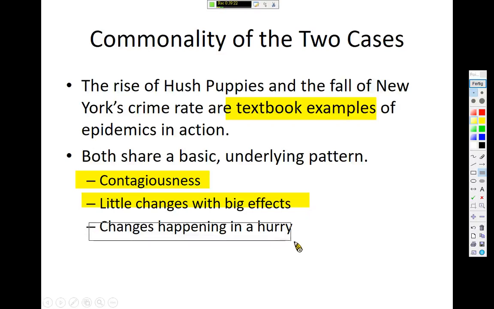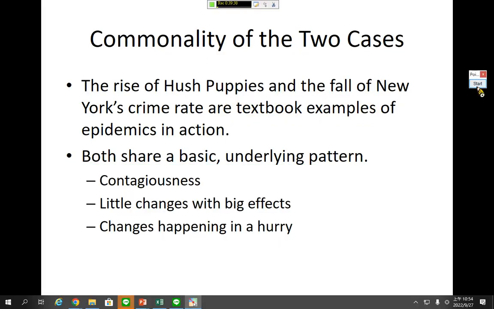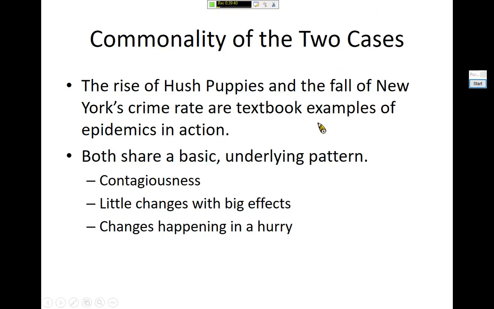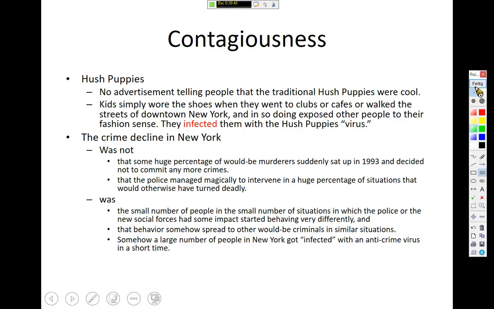Okay, so we will continue to explain the three different characteristics. The three common patterns are the very characteristics of the tipping point. Okay, let's go to the first one, contagiousness. Hush puppy. Hush puppy, let's look here.